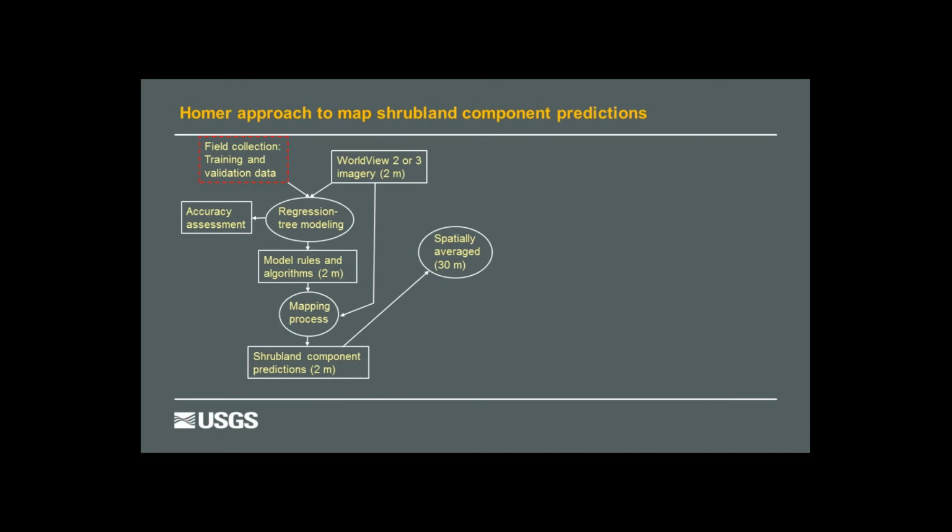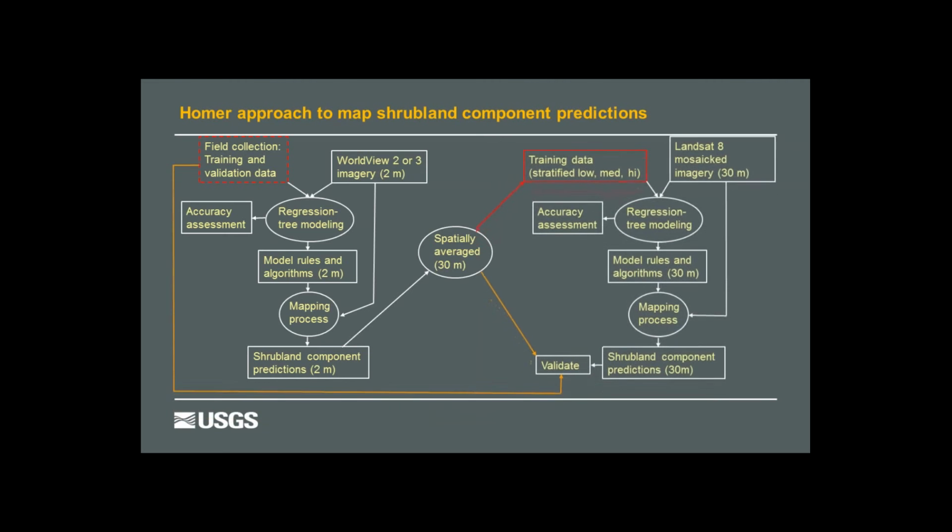They gather training data in the field at a very localized scale, and they also gather validation data at 30-meter spatial scale. They bring the training data back into the lab, and they integrate it with WorldView 2 or 3 imagery, which is approximately 2-meter spatial resolution data. They take it through a modeling process, and that generates shrubland component predictions for 9 different components at 2 meters. They then spatially average that 2-meter data up to 30 meters, and that is what we use.